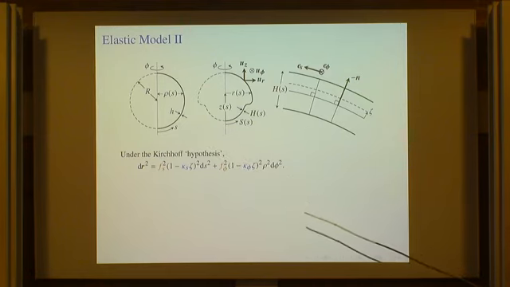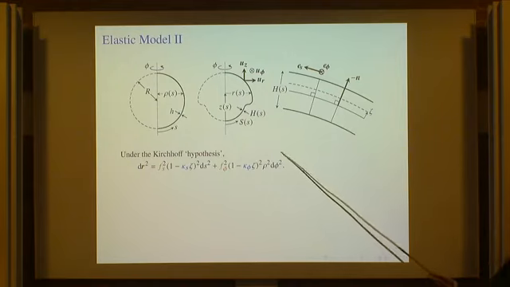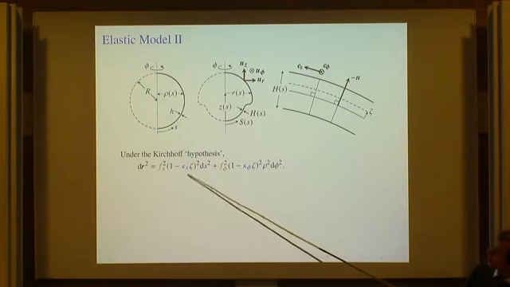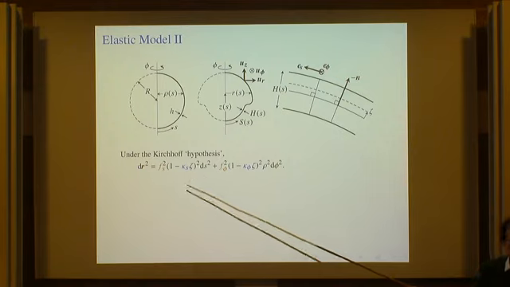Thinking of the differential geometry of this a bit more carefully, under the Kirchhoff hypothesis, which is this assumption that normals to the undeformed mid-surface remain normal in the deformed configuration, you can write down the metric of this surface as a function of the stretches, the curvatures, and the coordinate zeta across the thickness of the shell.